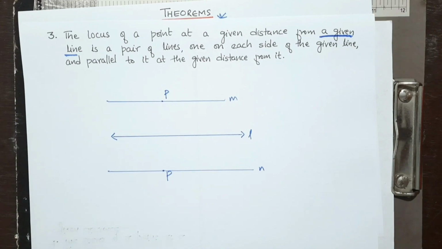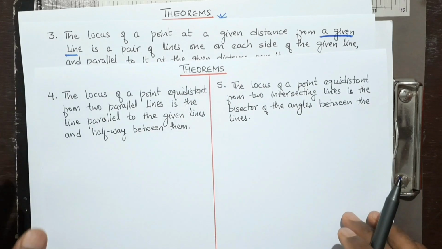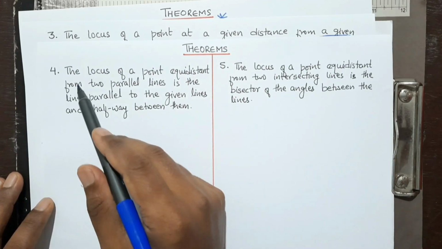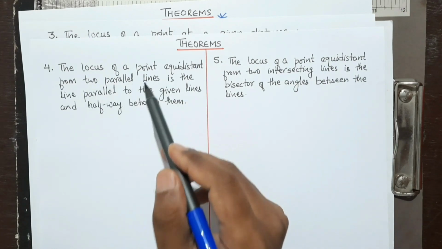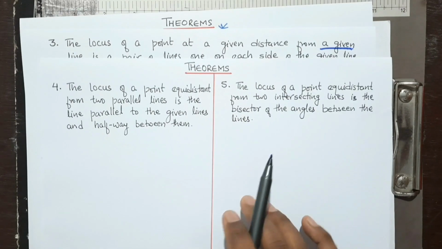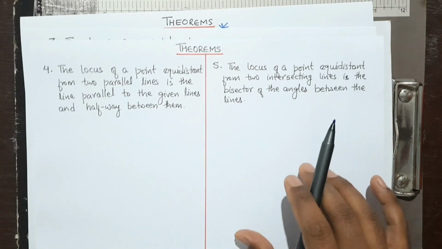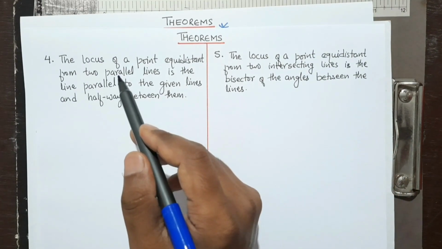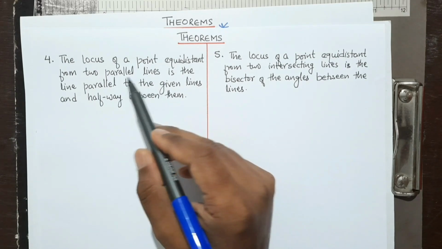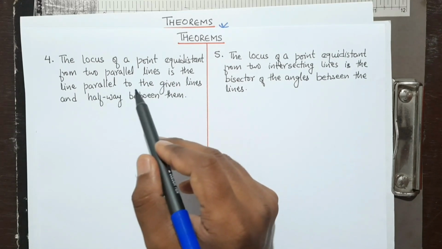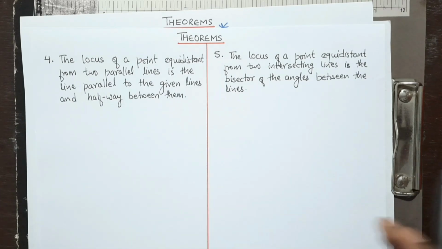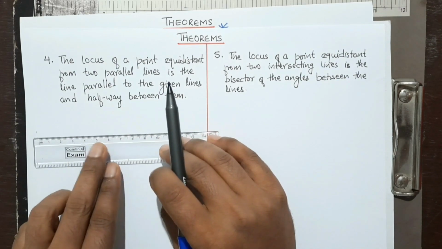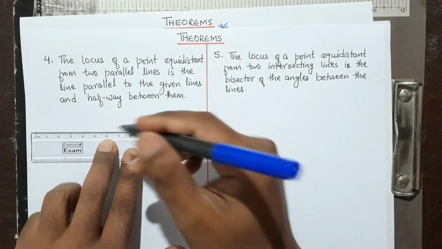Let's see another theorem. This is number 4: the locus of a point equidistant from two parallel lines. In the first theorem there is only one given line. Here the given lines are two lines which are parallel, and the locus is the line parallel to the given lines and halfway between them. So our given condition is two parallel lines.